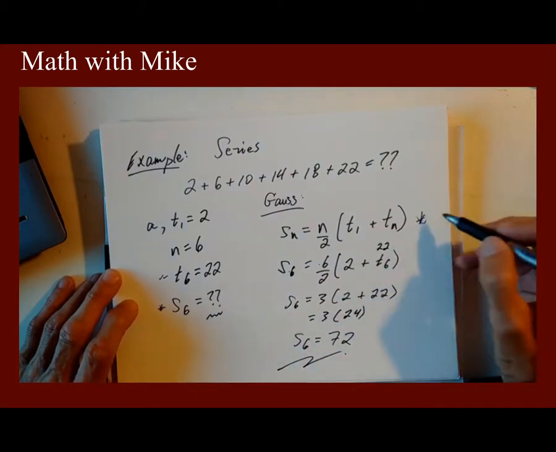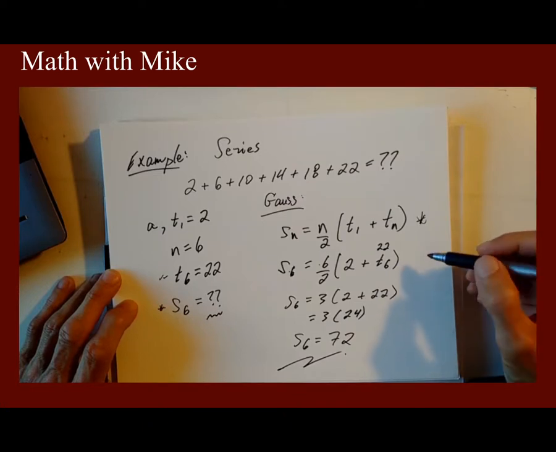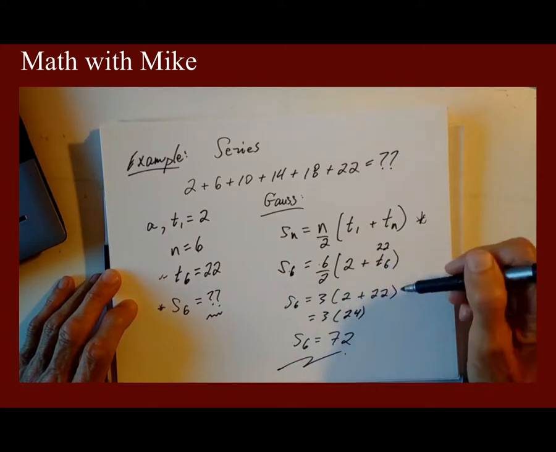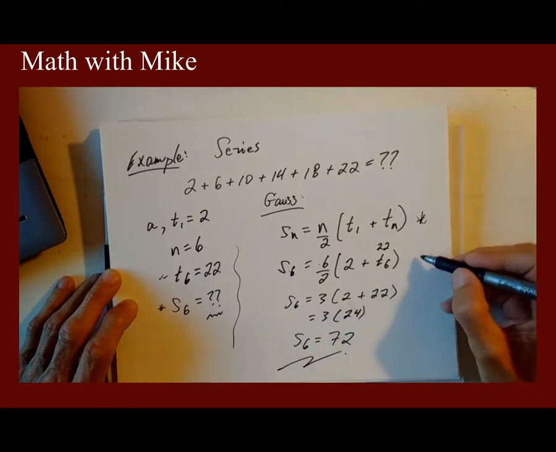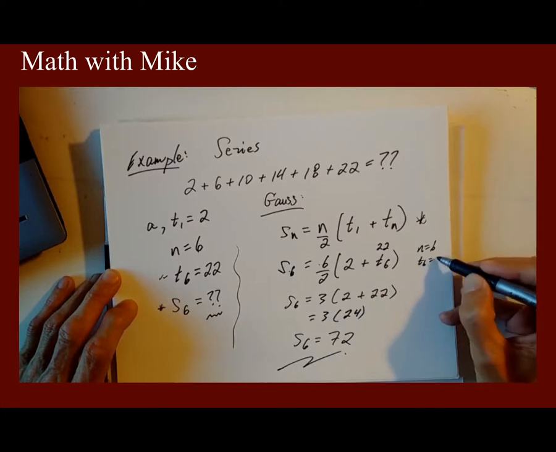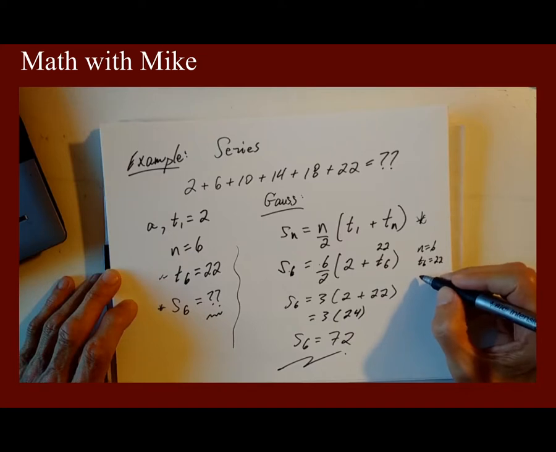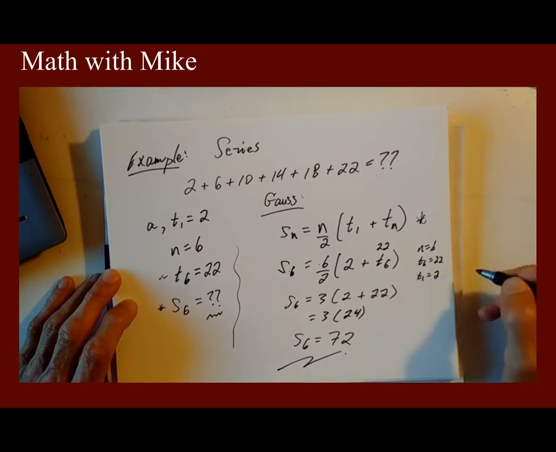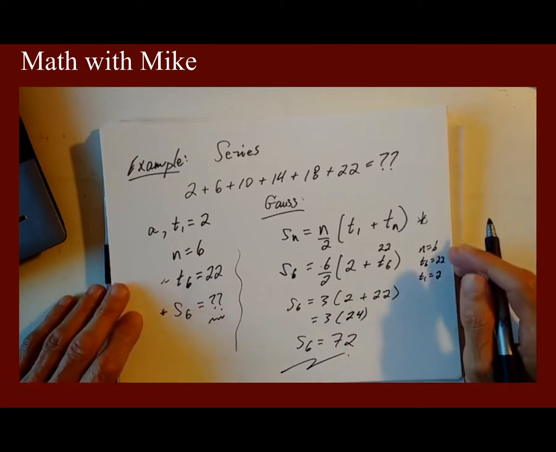This is the formula that's going to be new for you. But there it is for now. Explanation as usual can come later. And then all we did is we started substituting the values in. Put n in there. Put 22 in for T6 there. Right? 2 in for the first term. And just worked it out. And that's how it goes.